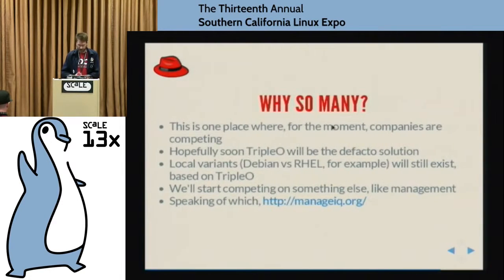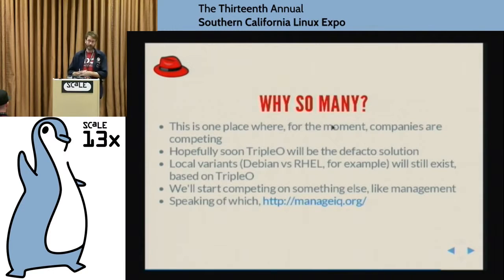Which leads to the obvious question: why are there so many of these? I mentioned earlier that OOO is one of the projects that's focused on deployment. OOO is pretty new, and as it matures, maybe the need for all of these third-party deployment tools will diminish. I don't know. We'll see.